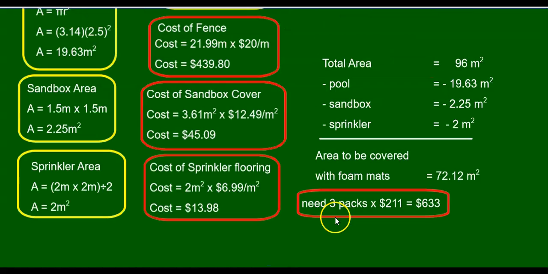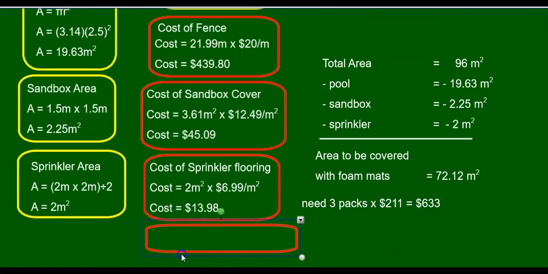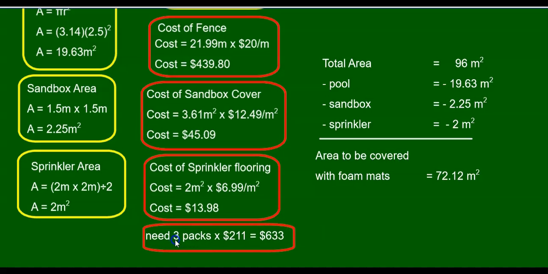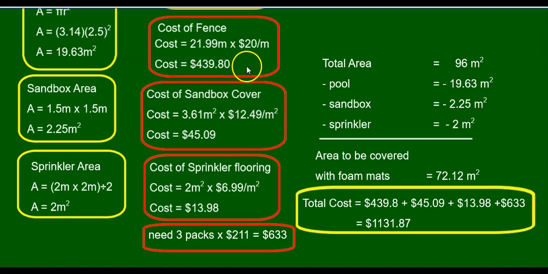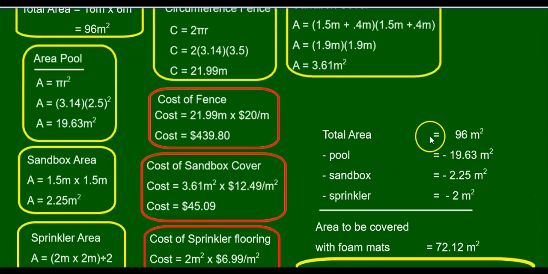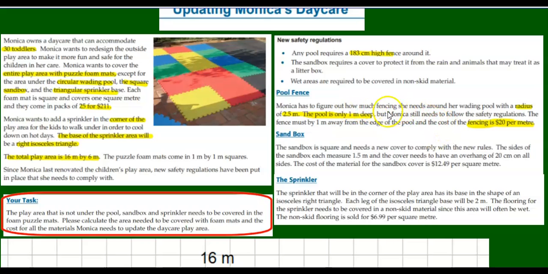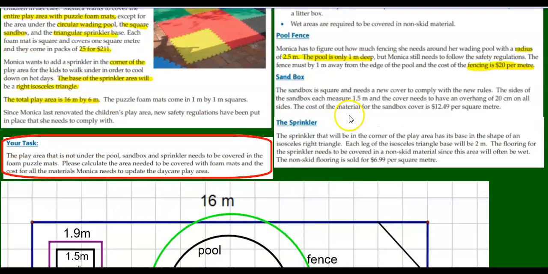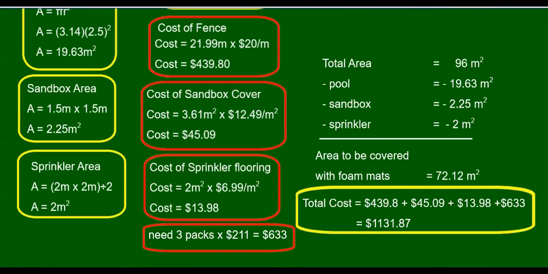So let's put this cost over here with all the other costs, and then we just add them all up. When we add up the cost of the fence, the sandbox, the sprinkler, and the foam mats, we get $1,131.87. So we did not need some information. We did not need this information about the depth of the pool, and we did not need this information about the height of the fence. These are just there maybe to throw you off a little bit. So there is your final answer, $1,131.87.